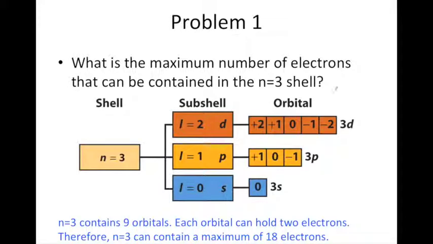Okay, so the n equals 3 shell, the third shell, has 3 subshells: 0, 1, and 2. So it has s, p, and d type orbitals. There's one s orbital, there are 3 p orbitals, and there are 5 d orbitals in the third shell. Each orbital can hold a maximum of 2 electrons. So we have 1, 2, 3, 4, 5, 6, 7, 8, 9 total orbitals in the third shell. 9 times 2, since 2 electrons can fit into each orbital, would give us a maximum of 18 electrons. So the third shell would hold a maximum of 18 electrons.